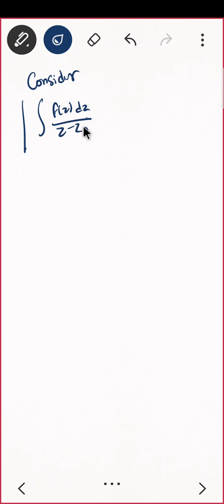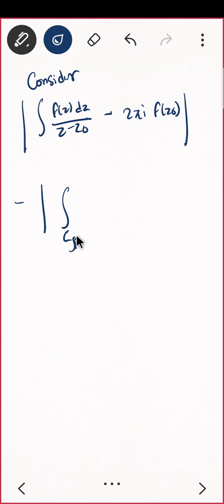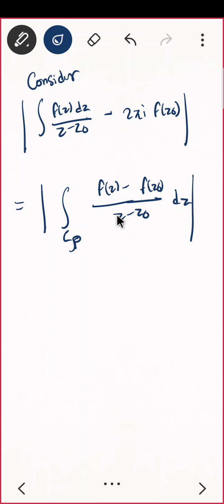After leaving some space let us consider. I want to prove this, that is integral f of z dz upon z minus z naught minus 2 pi I f of z naught. This is what I want to prove, कि ये दोनों equal है, correct? But this thing is same as what? Integral over c rho 0 f of z minus f of z naught upon z minus z naught dz, correct? Okay. Yeah, so can I do next something?